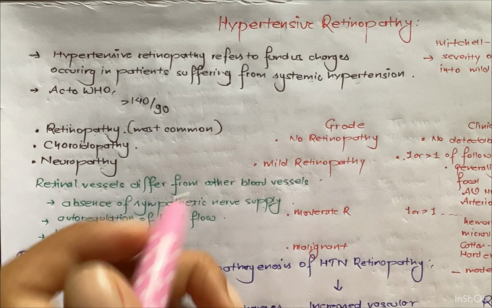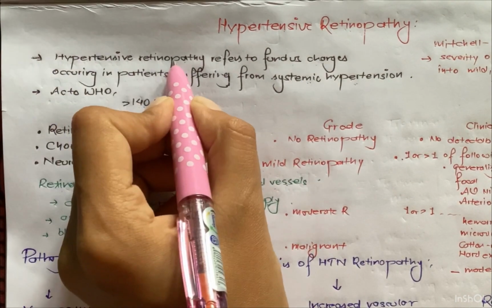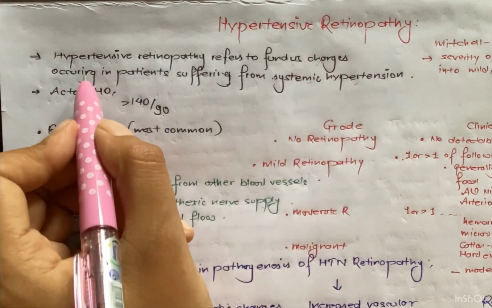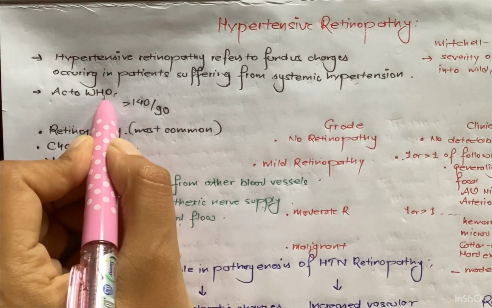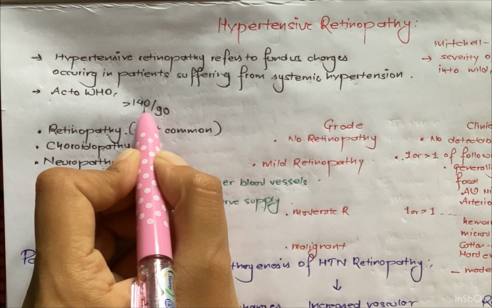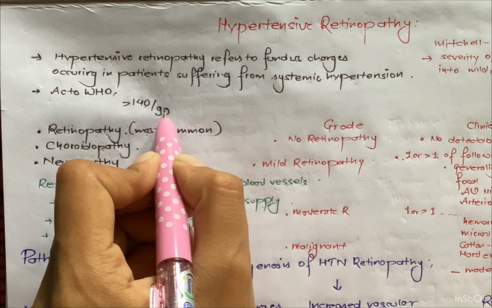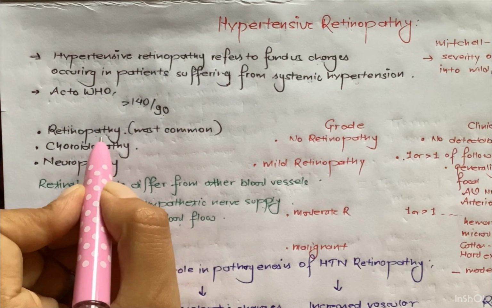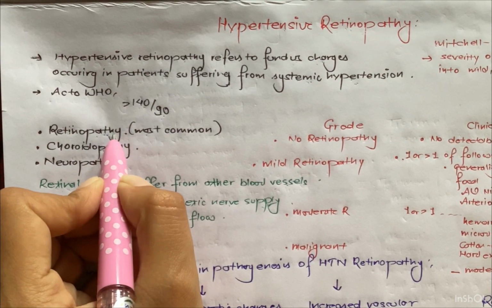Good morning everyone. Today we are going to talk about hypertensive retinopathy. Hypertensive retinopathy refers to fundus changes occurring in patients suffering from systemic hypertension, and according to WHO, systolic blood pressure more than 140 and diastolic blood pressure more than 90 is considered as hypertension, and hypertension can lead to retinopathy, choroidopathy and neuropathy, and retinopathy is the most common one.